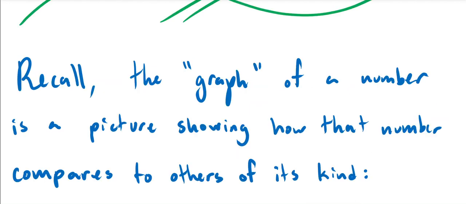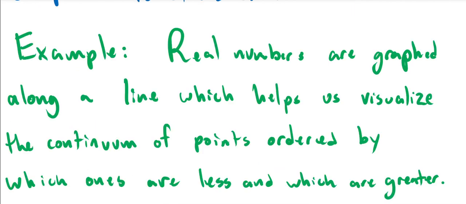So recall that the graph of a number is just a picture which shows that number and how it relates to others of its kind. Let's remember how we plot single real numbers, which are graphed on a number line. And this helps us visualize the rest of the numbers in the continuum of reals by which ones are greater and which ones are less than that number we've plotted.